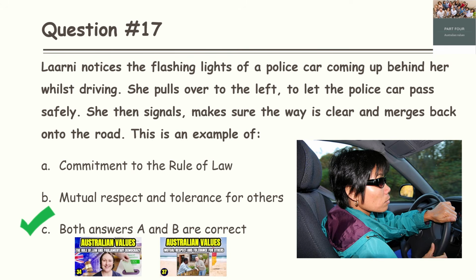In Australia, the lawful actions of the police should be supported. You should obey the lawful request from the police because all Australians commit to following the law. You must give way to police, fire, or ambulance vehicles displaying red or blue flashing lights or sounding a siren. You must move out of their path, pull to the side, and stop if necessary to let them pass safely. Obeying Australian road rules is an example of commitment to the rule of law, whilst demonstrating respect and cooperation toward police is a sign of mutual respect and tolerance for others. So the correct answer is C. Both answers A and B are correct.